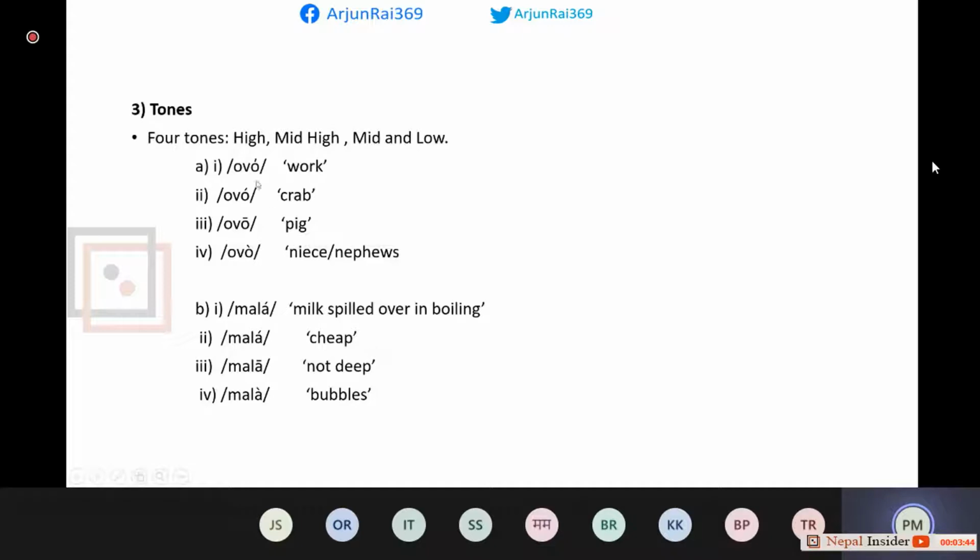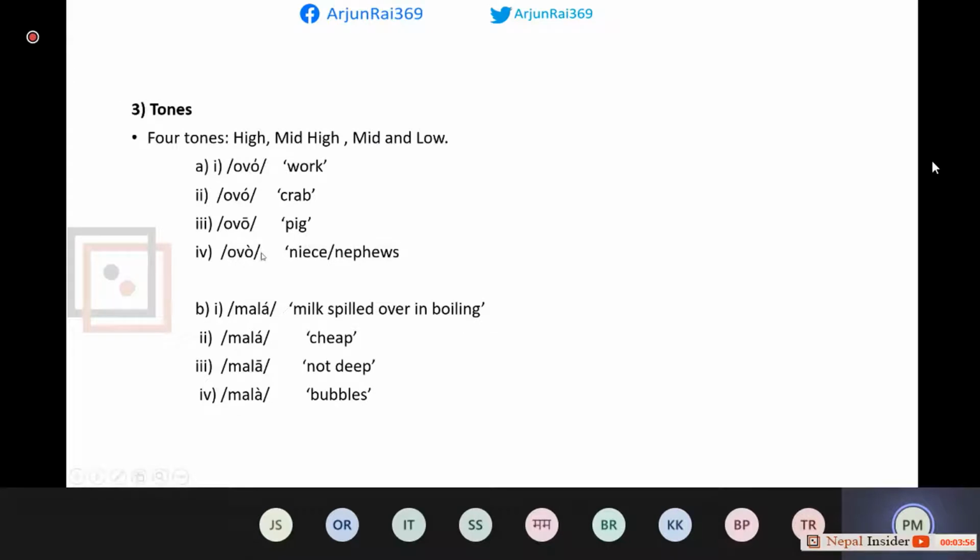For example, when we say with a high tone, ovo means work, ovo means crab, ovo means pig, and ovo means knees. So suppose you want to say work, but if you say it with the mid tone, ovo, it can create confusion in the minds of the people. So we can see the importance of tone, that in any conversation it is important to use the tone correctly.